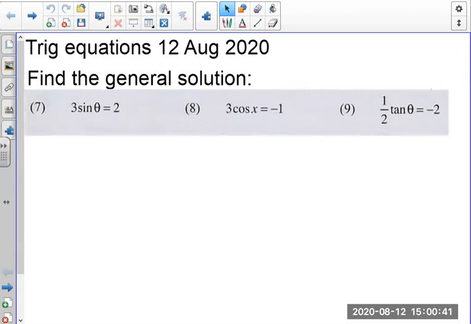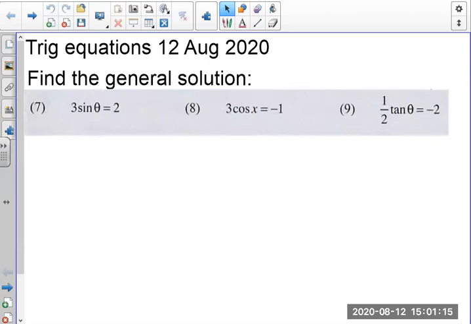We're going to do a little bit of trigonometry equations today because that's quite an important part and they are definitely going to ask you something similar next year. Now, the first question is find the general solution, or for all of them, I'm going to ask you to find the general solution. There's a few types of equations, and if you know how to solve the different types, then it's really not difficult. I've started with three basic ones: 3 sine theta equals 2, 3 cos x equals minus 1, and a half tan theta is equal to minus 2.